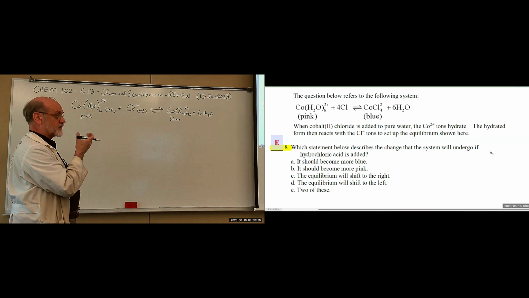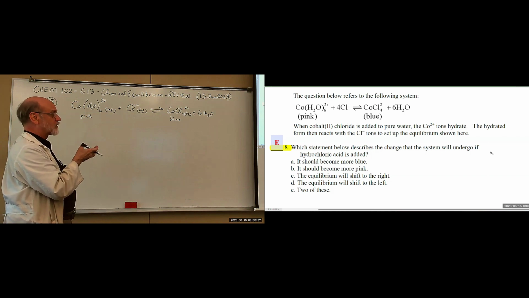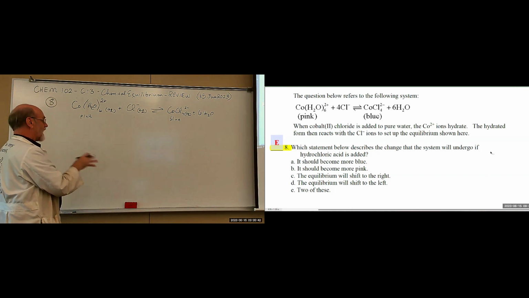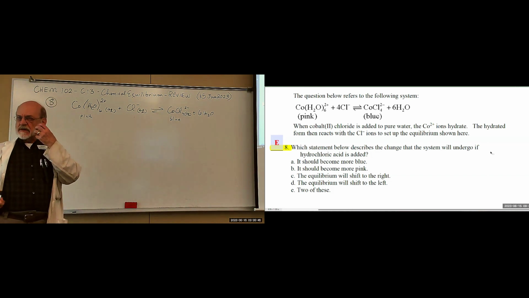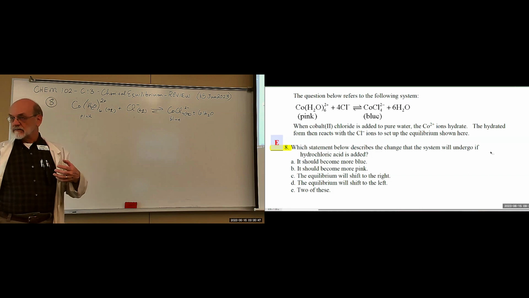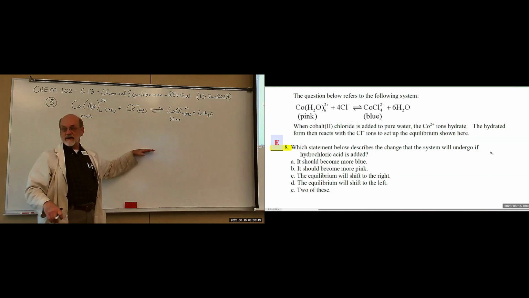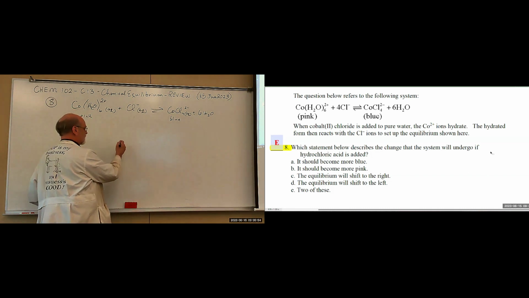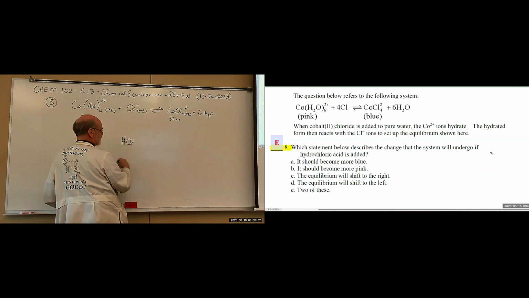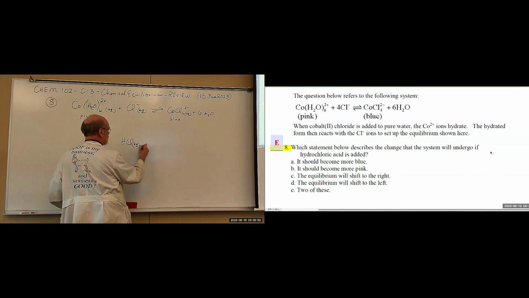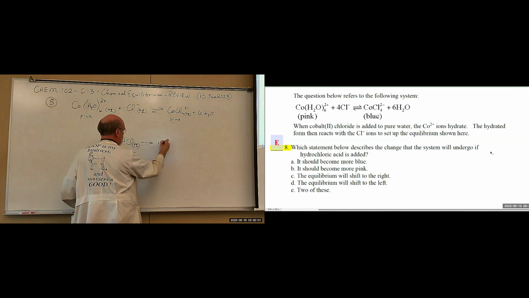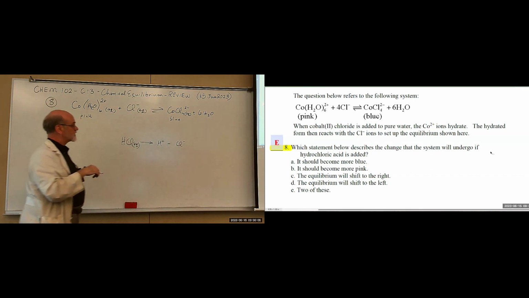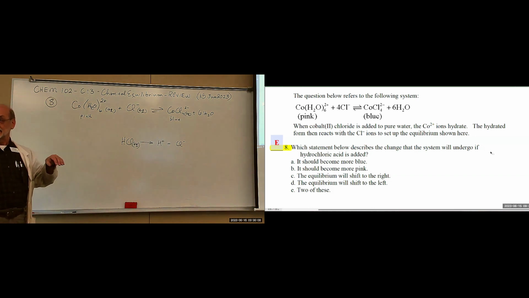Which statement below describes the change that the system will undergo if hydrochloric acid is added? All right, so where would hydrochloric acid come in? This is referencing a coupled reaction, right? We did a coupled reaction already with the dryerite, but this coupled reaction adds hydrochloric acid, right? And hydrochloric acid in aqueous solution is going to dissociate into hydrogen ions and chloride ions, right? So where does it enter into that equation?